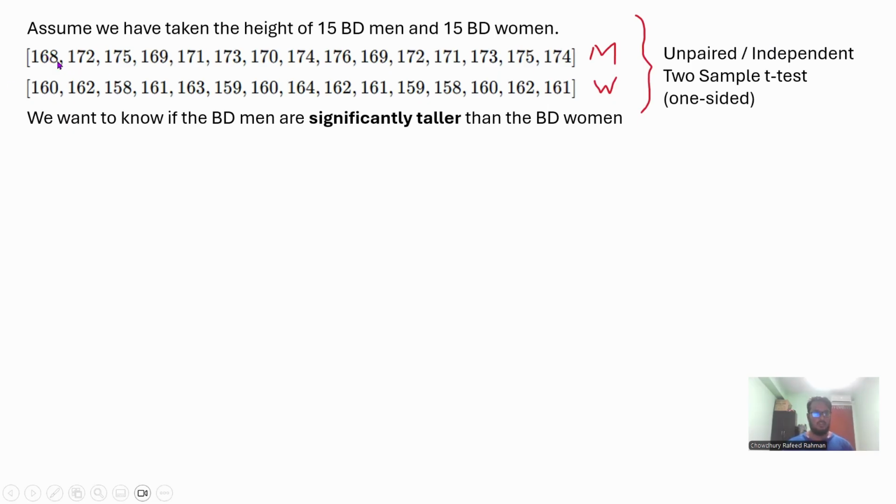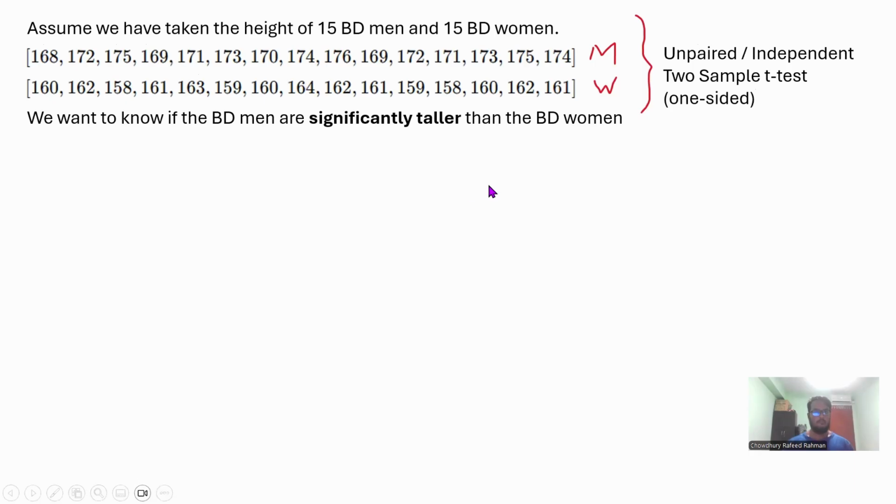So 168 is not linked to 158 or 160. They are not linked with each other. That is why they are unpaired or independent. It is two sample because there are two datasets involved and we want to compare them. And this is one-sided because we are trying to see significantly taller. That means right extreme. We have talked about right extreme.